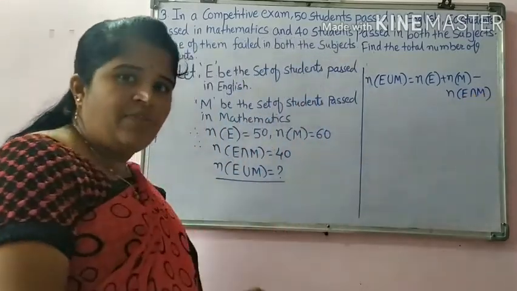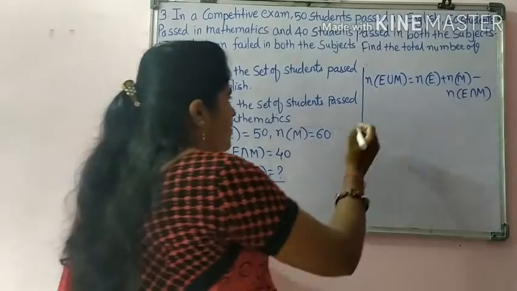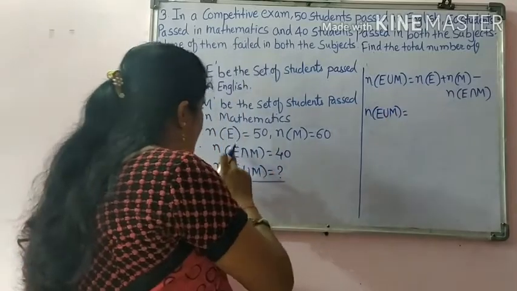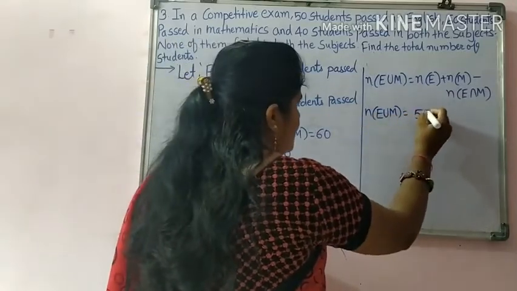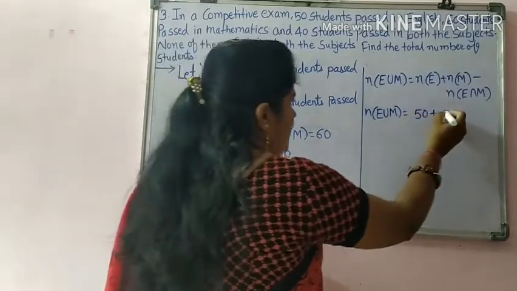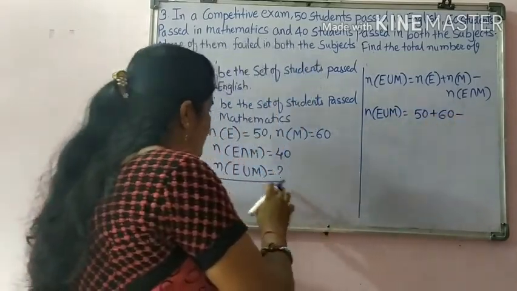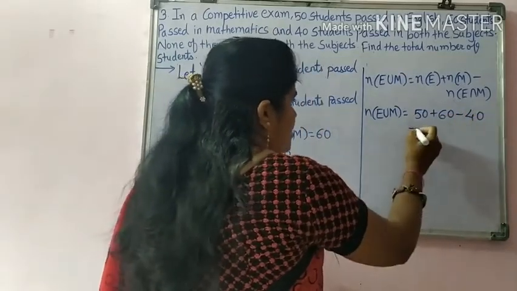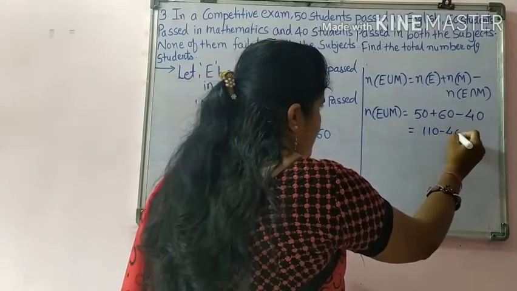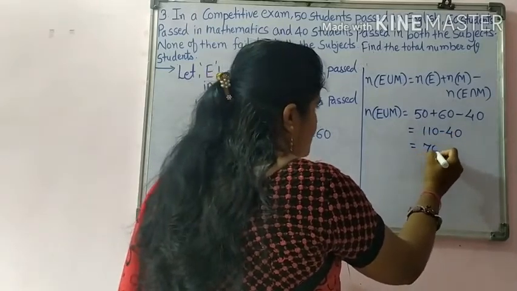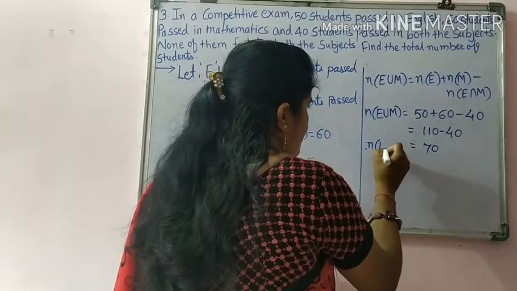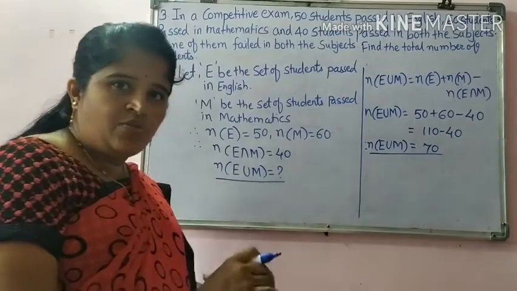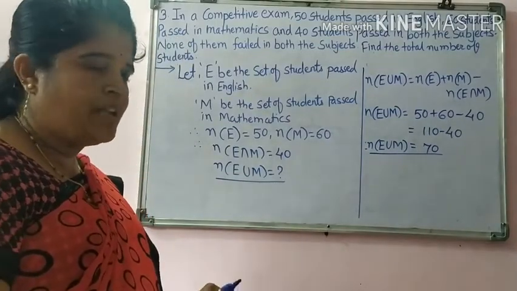Now substituting the given values in the formula. So n of E union M is equal to the number of elements of set E, 50, plus the number of elements of set M, that is 60, minus the number of elements of E intersection M, which is equal to 40. So 110 minus 40 is equal to 70, and therefore n of E union M is equal to 70. This means there are 70 students who passed either in English or mathematics.